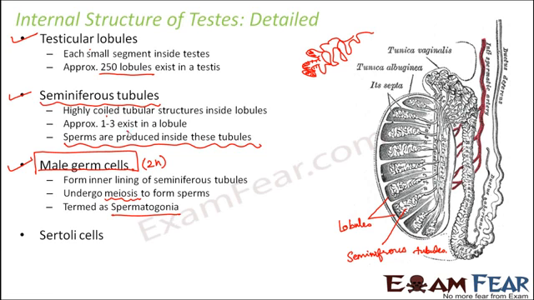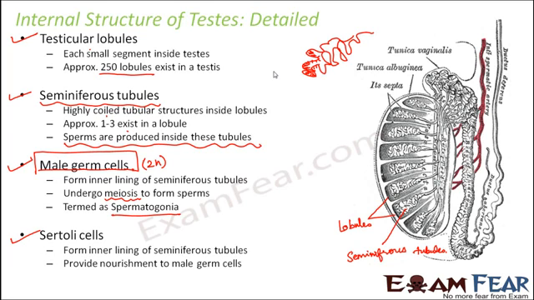Next are the Sertoli cells. Now what are Sertoli cells? These are cells which again form the inner lining of seminiferous tubules. Just now I was telling that the inner lining of the tubules is formed by two types of cells. One type of cell is the male germ cells, which will undergo meiosis to form sperms. The other type of cells are the Sertoli cells, and what will these cells do?